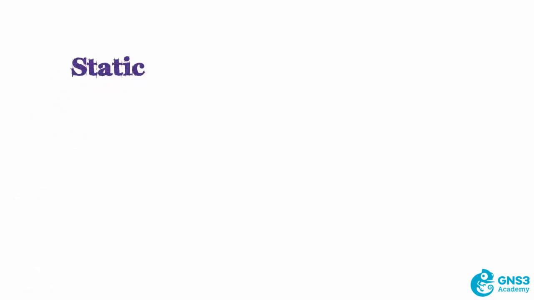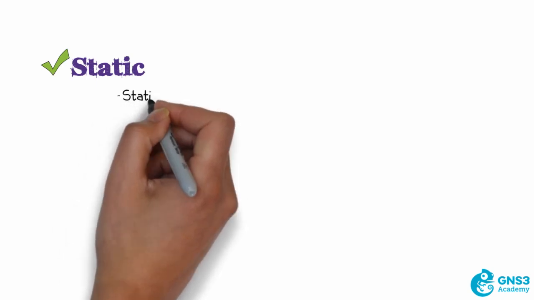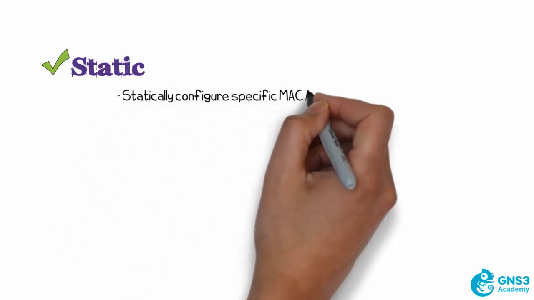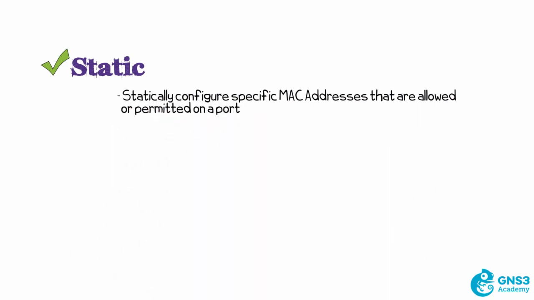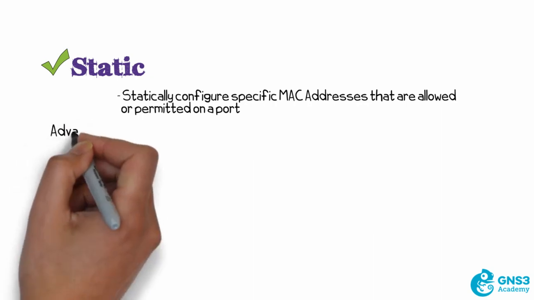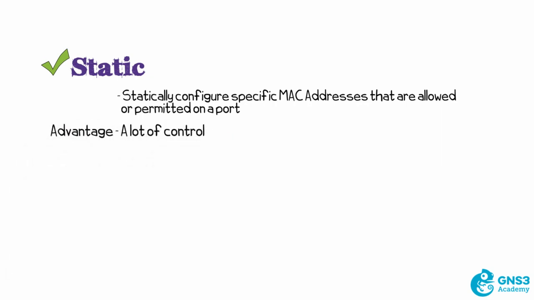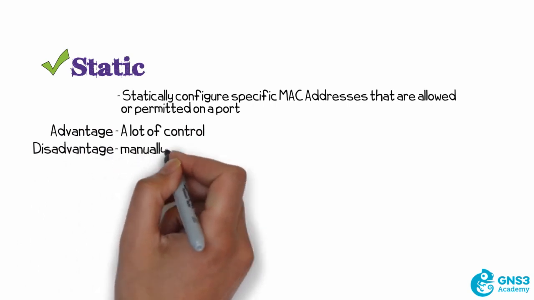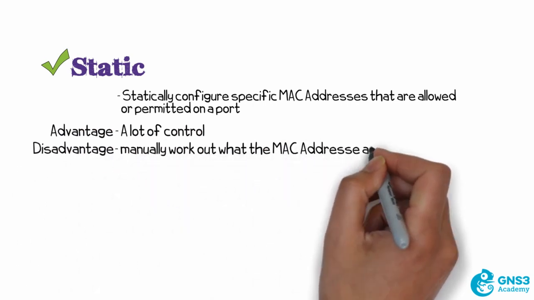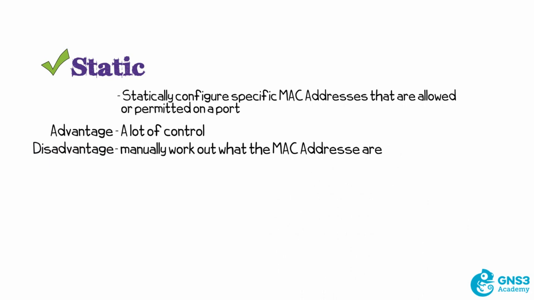Now, there's several ways that MAC addresses can be learnt. The first is static, where you statically configure specific MAC addresses that are allowed or permitted on a port. Any MAC addresses that you don't specify are not allowed on the port. The advantage with this method is that you have a lot of control, but the disadvantage is that you have to manually work out what the MAC addresses are of all your devices and then manually configure them.